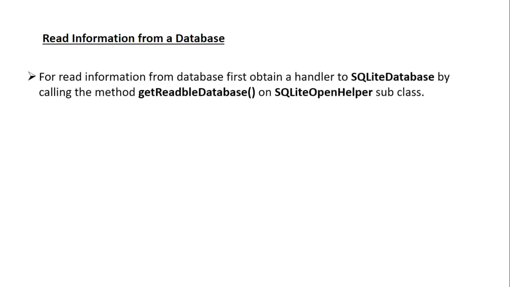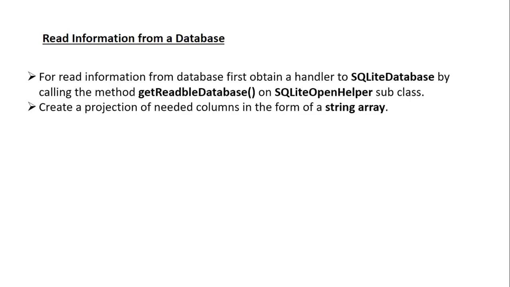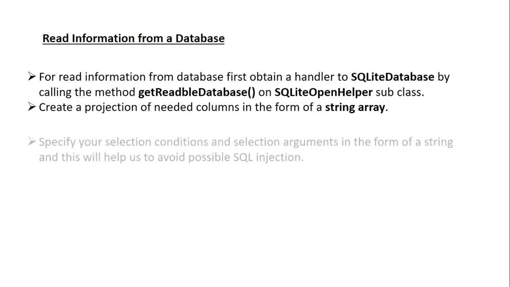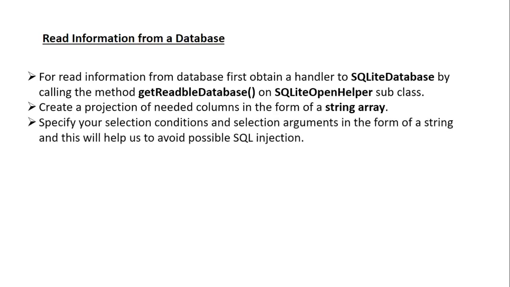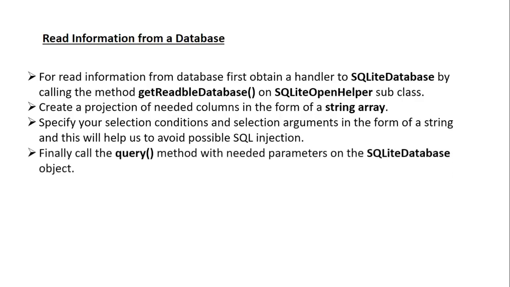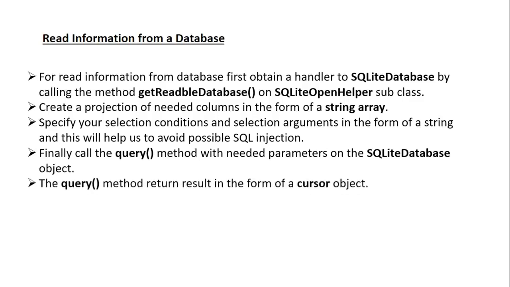Now we can learn about how to read information from a database. To read information from a database, first obtain a handler to the SQLite database by calling the method getReadableDatabase on the SQLiteOpenHelper subclass. Create a projection of needed columns in the form of a string array. Specify your selection conditions and selection arguments in the form of a string, and this will help us to avoid possible SQL injection. Finally, call the query method with the needed parameters on the SQLite database object. The query method returns a result in the form of a cursor object.